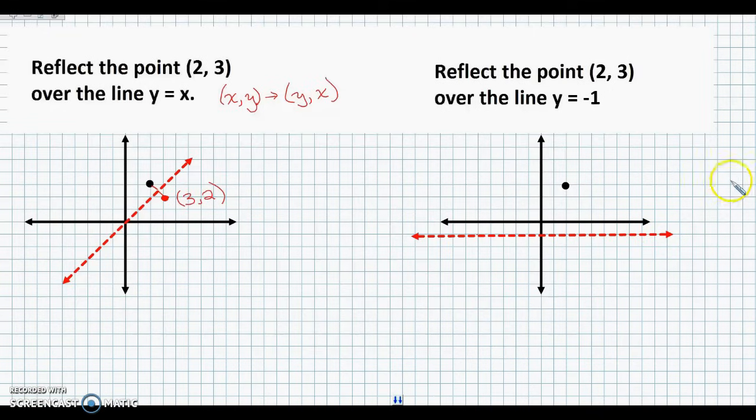When you are reflecting over a line that you do not have a rule for, like this one, which is not the x-axis, the y-axis, or the line y equals x, all you're going to do is count and see how far you are from that line perpendicularly. Since this is a horizontal line, we count straight down: 1, 2, 3, 4. We are 4 units from this line. That means I'm going to go 1, 2, 3, 4 units down from the other side of the line. So this point is (2, -5).